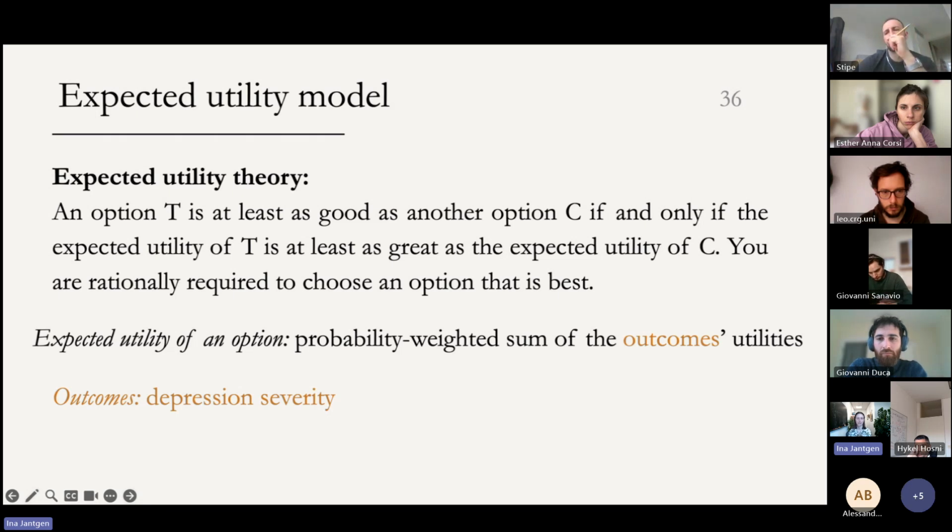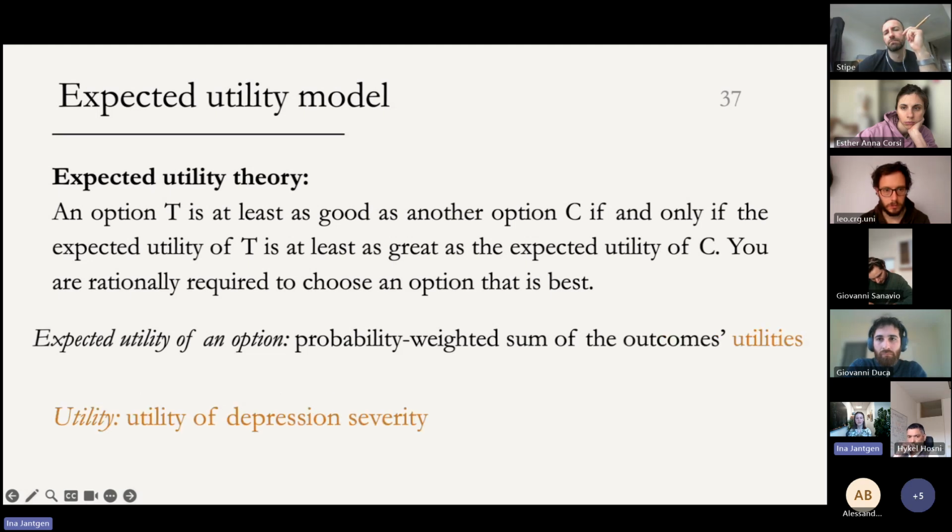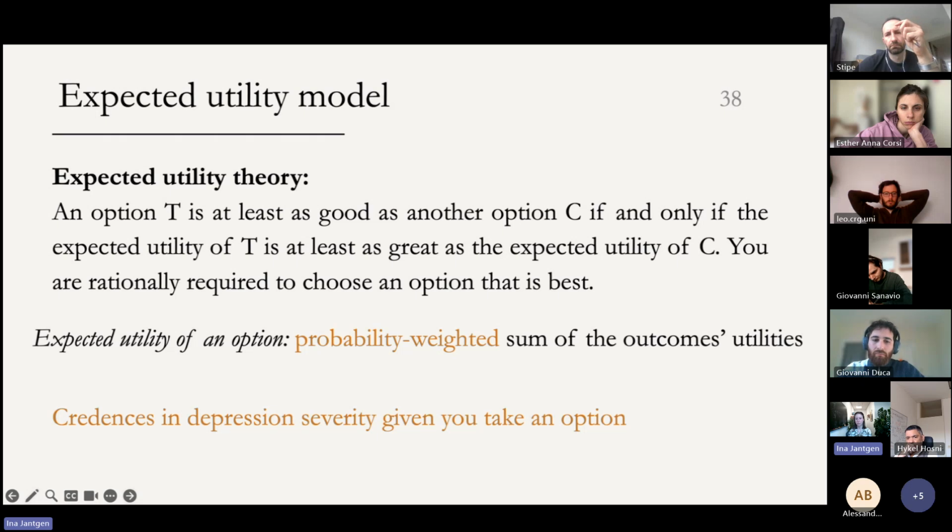I don't make that assumption in the paper, but it makes our life easier for today. Okay, so those are outcomes, and then utility of outcomes. We can think about the utility of an outcome as how desirable that outcome is in choices under uncertainty. So for instance, how desirable are changes in depression severity when you choose between the care program and the exercise program. Okay, and then the relative probability weighting here is of course the agent's beliefs or credences over all the ways the world can go, like the outcomes given the taken option.